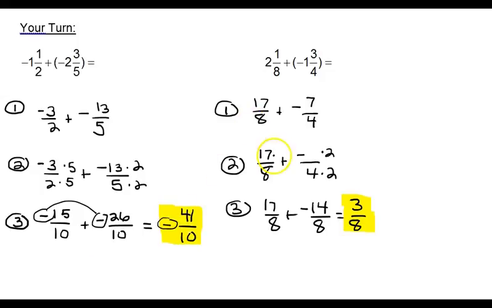For the second problem, when you change them to improper fractions, you should have got 17 eighths and negative 7 fourths. The common denominator was 8. We didn't have to do anything with this first fraction because it already has a denominator of 8. And for this fraction, we had to multiply by 2 to get negative 14 eighths. The signs are different. You have a positive 17 and a negative 14, so you subtract and you keep the sign of the larger number. We have more positives than negatives, so our answer will be a positive 3/8.